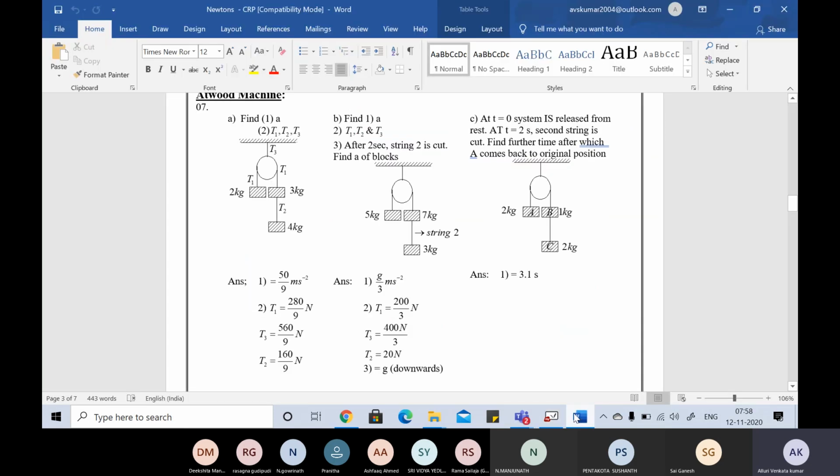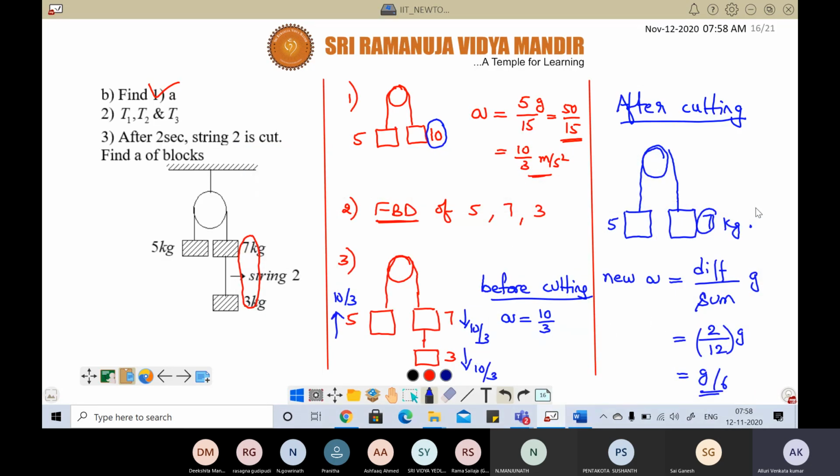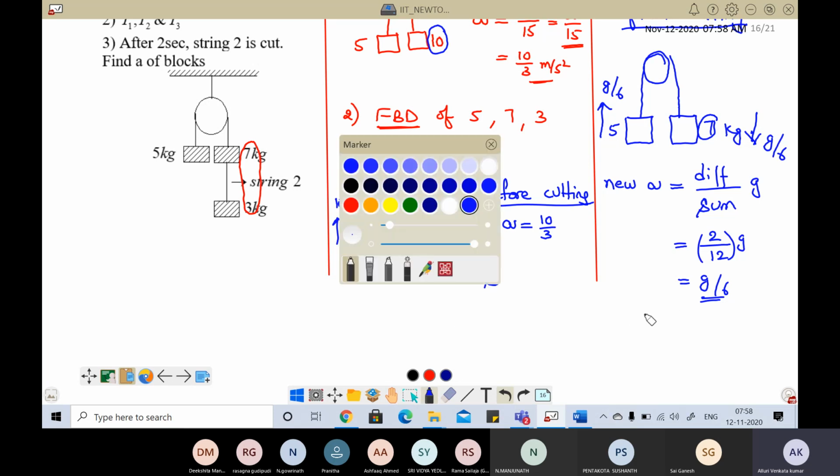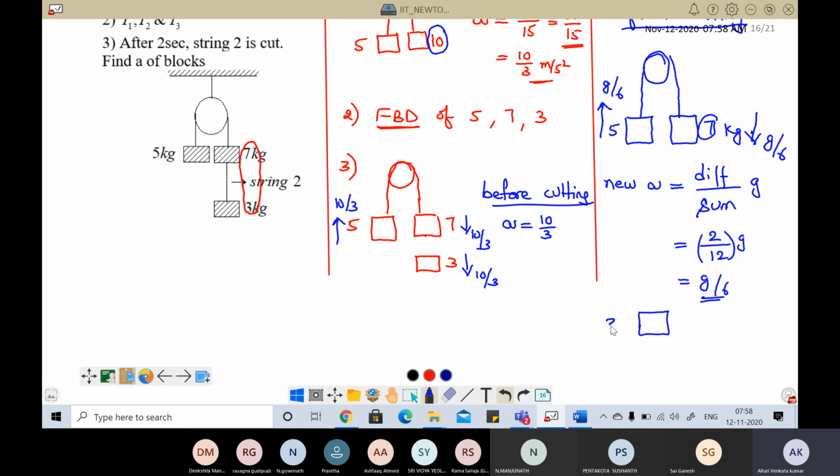g by 6 for these two blocks. This one will go with g by 6, this one will go with g by 6, and when you cut the string, what will happen to this 3 kg block? Previously the 3 kg block was moving downward with 10 by 3, but now the 3 kg block will move with g.